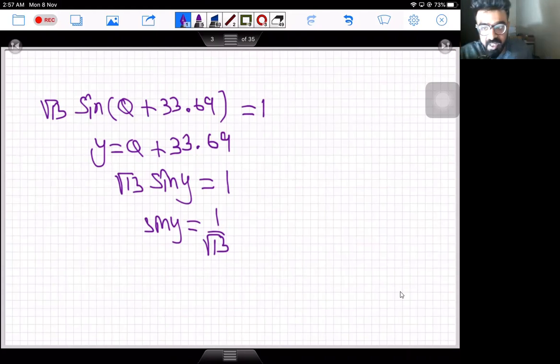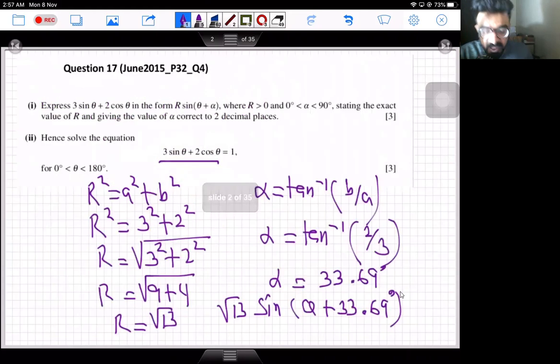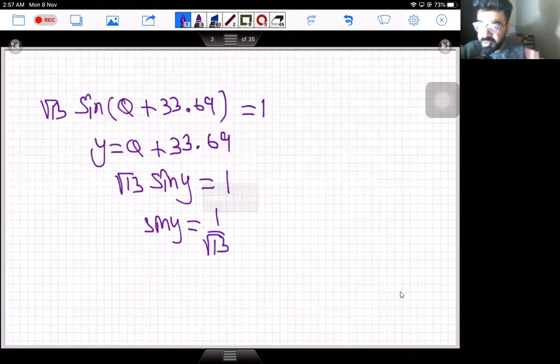Now since the question specifies that the interval for theta is 0 to 180 degrees, we need to adjust this interval according to y, because first of all, we are trying to find the solutions of y. Once you are able to find the solutions of y, then you can easily find the values of theta. Your actual requirement is to find the values of theta and not the values of y, but this step is just introduced to make the question easier for you to comprehend.